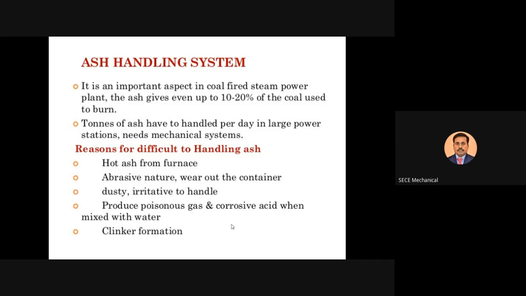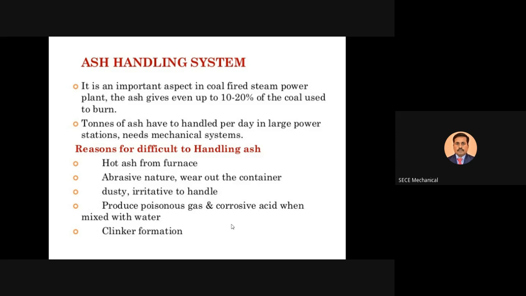Why is it so difficult? Ash is normally in a hot condition, so you cannot handle the ash immediately. Only with the help of some equipment and handling devices can we handle the ash. You need to wait some more time to cool down the ash, and only then can we shift the ash from the furnace to the ash storage area. So this is one difficulty. And the second difficulty is that ash is normally abrasive in nature, so it may wear out the boiler container and all those things.